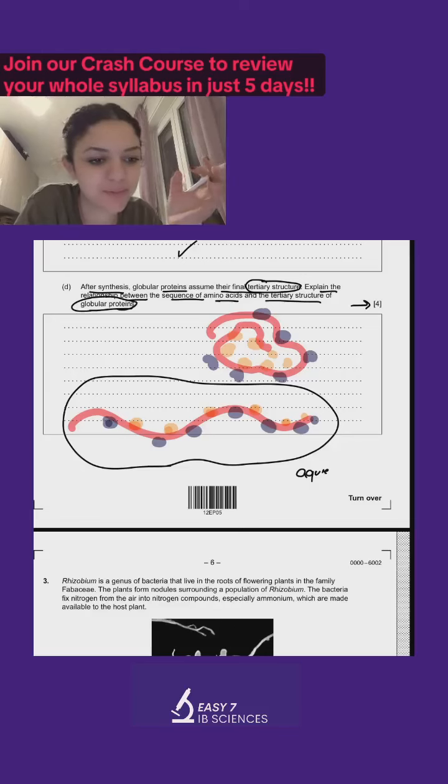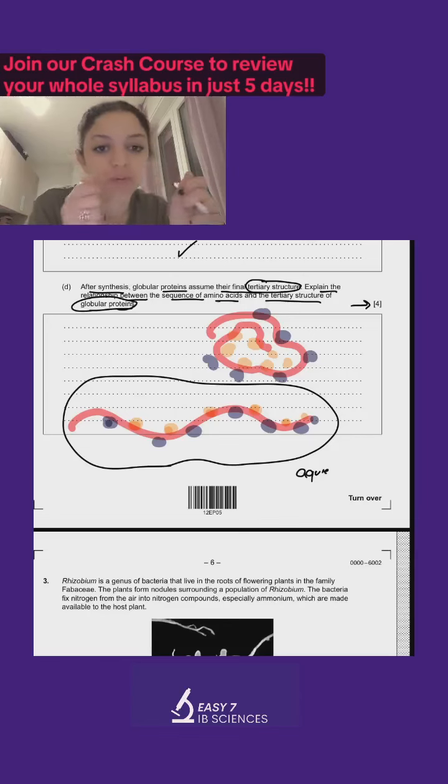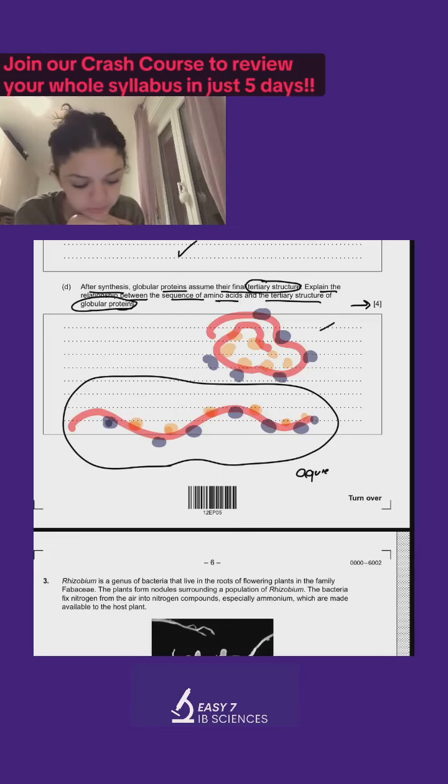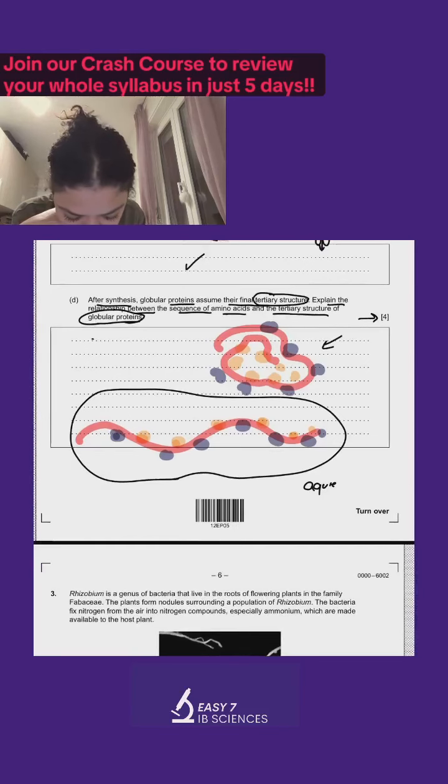I wish I had a picture to show you guys better, but hopefully it makes sense. Basically all the hydrophilic R groups are going to go on the outside, and all the hydrophobic ones are going to go on the inside to try to hide, to try to go away from the aqueous environment. And therefore, it forms globular proteins. And that's exactly what you need to say for the mark. So what do you need to say? The sequence, you could say sequence of amino acids.